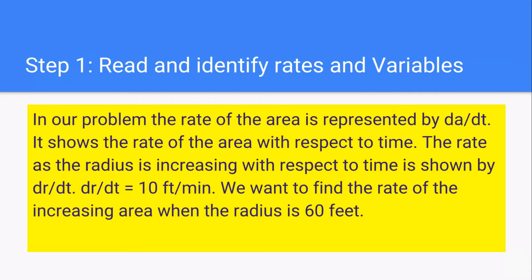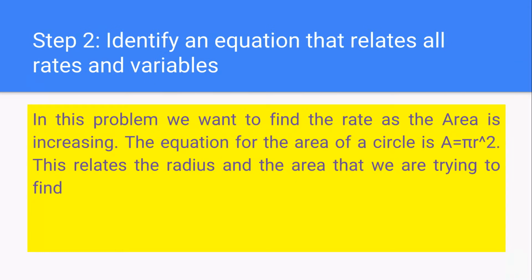Step 1. Read and identify rates and variables. In our problem, the rate of the area is represented by dA over dt. It shows the rate of the area with respect to time. The rate at which the radius is increasing with respect to time is shown by dr over dt. dr over dt equals 10 feet per minute. We want to find the rate of the increasing area when the radius is 60 feet.